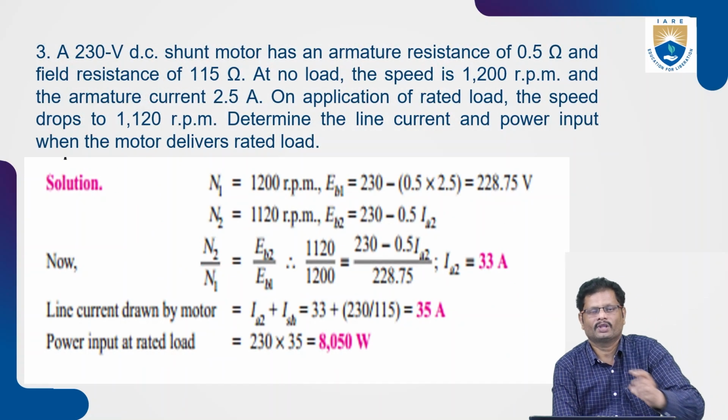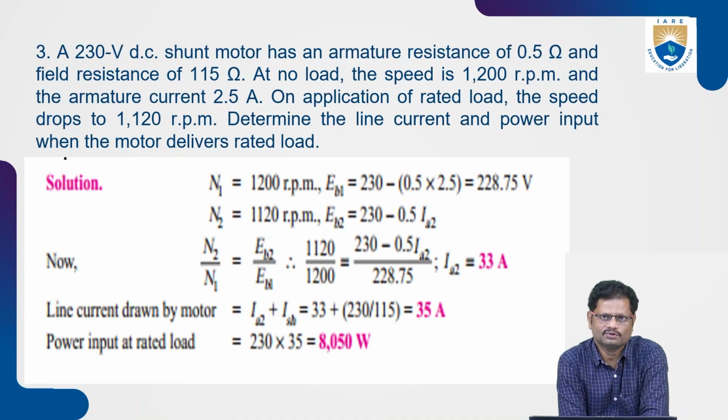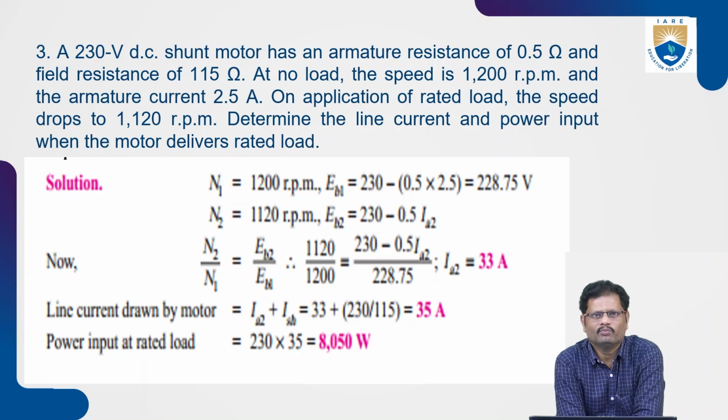And one more problem. A 230 volts DC shunt motor has an armature resistance of 0.5 ohms and field resistance of 115 ohms. At no load, the speed is 1200 RPM and the armature current is 2.5 amps. On application of rated load, the speed drops to 1120 RPM from 1200 RPM. So determine the line current and power input when the motor delivers rated load.